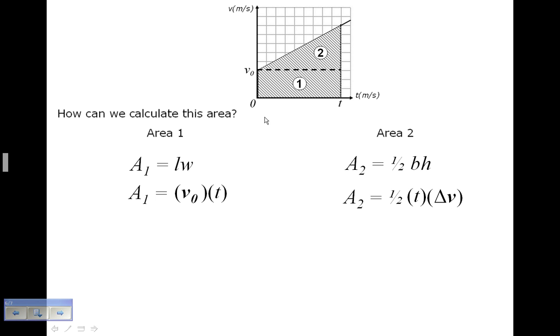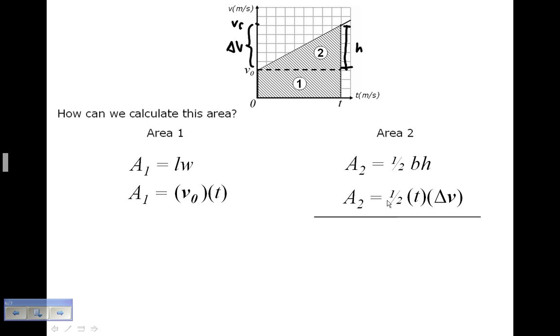The reason for that is I'm looking at this side of the triangle as its height. And graphically what we're seeing is the difference from v0 to whatever this final velocity is that we end up with at time t. So the height from v0 to vf can be represented as delta v. Okay, so we're representing that area in terms of things that we have here in the graph.